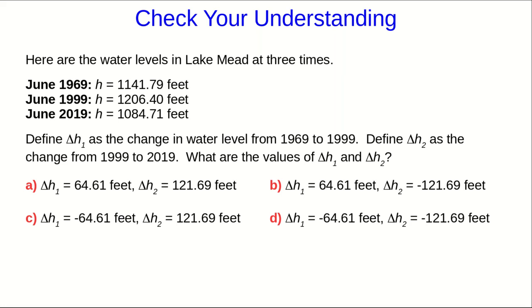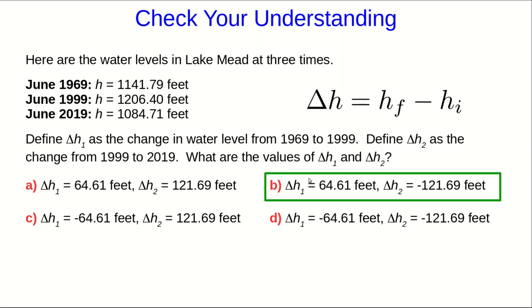Hello and welcome back. Hopefully you had no trouble answering this question from part 1. Notice that the numbers other than sign are the same in all of the answers, so you didn't actually need to do the calculation. If you've understood the definition of change and how we calculate it, you'll know that if the quantity increases, as it does from 1969 to 1999, that's a positive change. And if it decreases, as it does from 1999 to 2019, that's a negative change. And so the answer must be B.